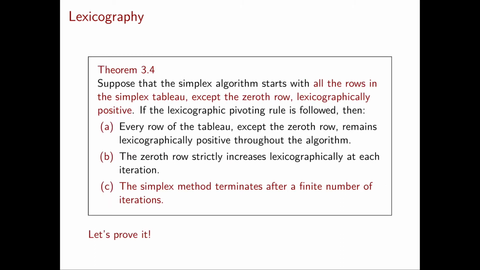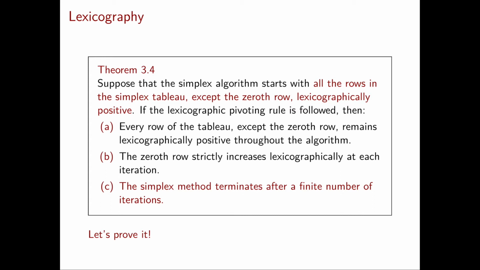We are now ready to show that the lexicographic pivoting rule always avoids cycling. Here is a statement. In the first lines of this statement, we have an assumption that could seem strange at first sight. We will see later that this is not problematic at all. So let's read through the statement. Suppose that the simplex algorithm starts with all the rows in the simplex tableau, except for the 0th row, lexicographically positive. If the lexicographic pivoting rule is followed, then A.